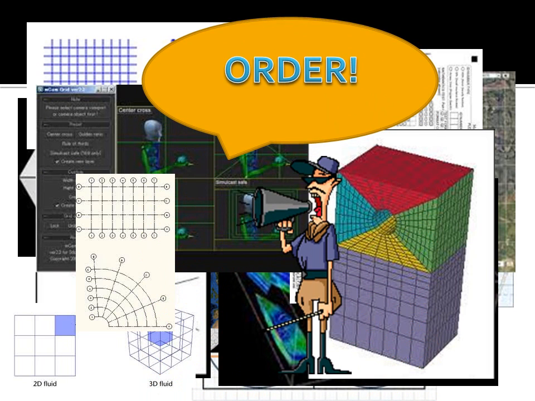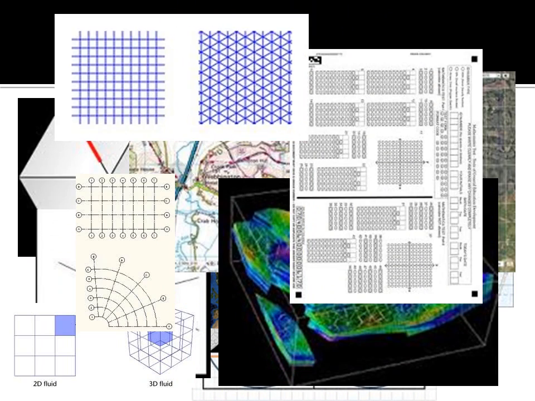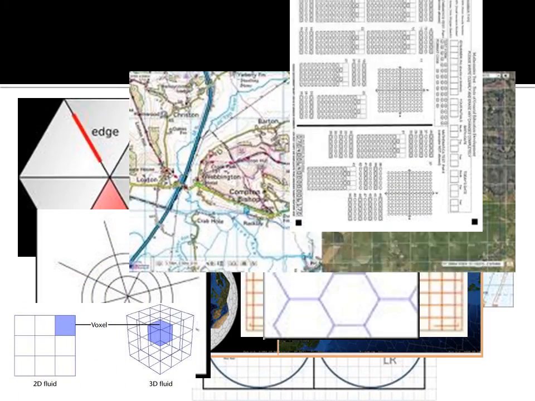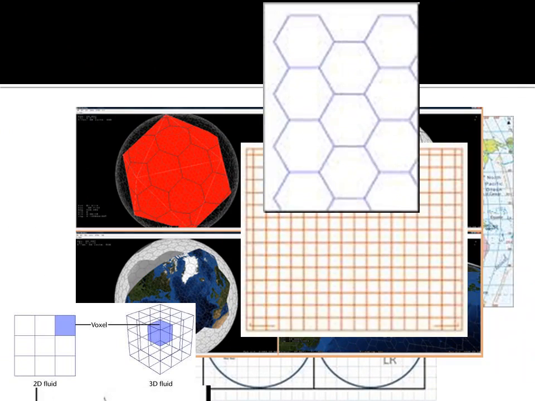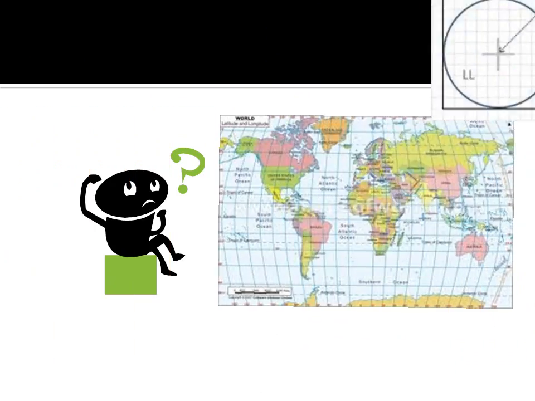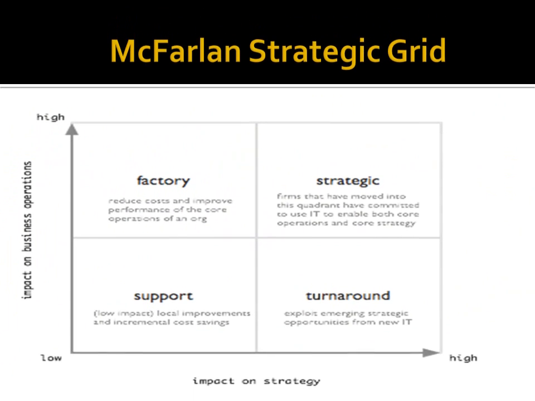to information. And today we're going to talk about a grid designed to help bring order, structure, and meaningful information to business processes with regard to information technology. The McFarlan Strategic Grid.